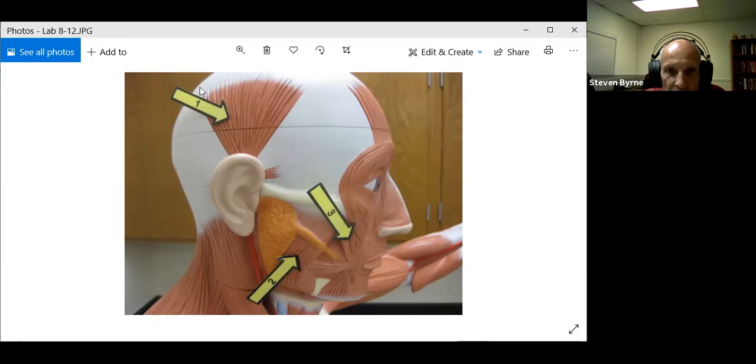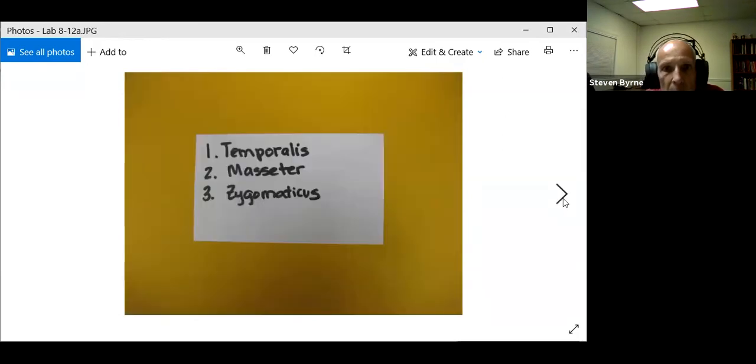So temporalis fills the temporal fossa and goes down to the coronoid process of the mandible. The masseter is going to go from the zygomatic process down to the mandible, but they both cross the joint and they would close the joint. Temporalis, masseter, and zygomaticus.